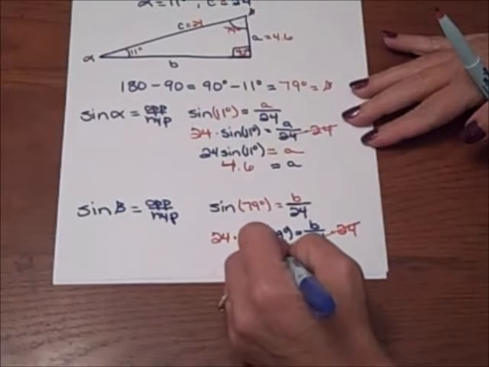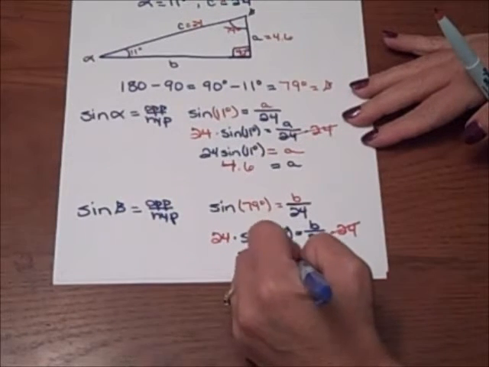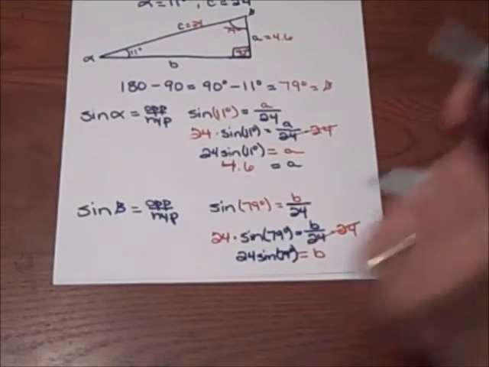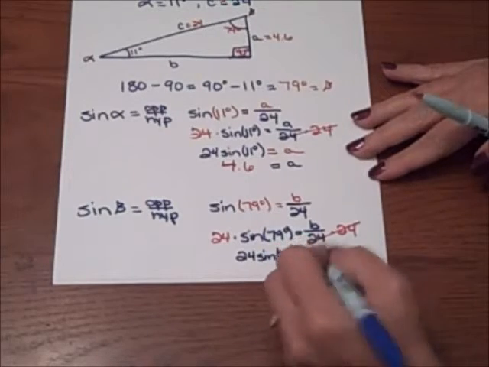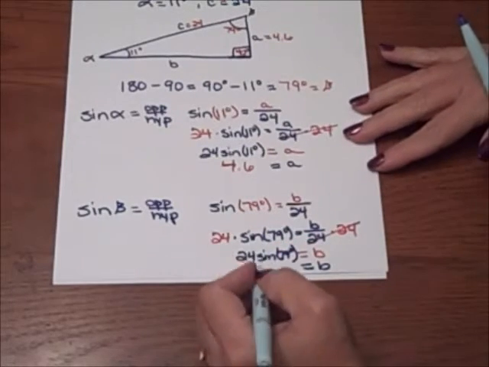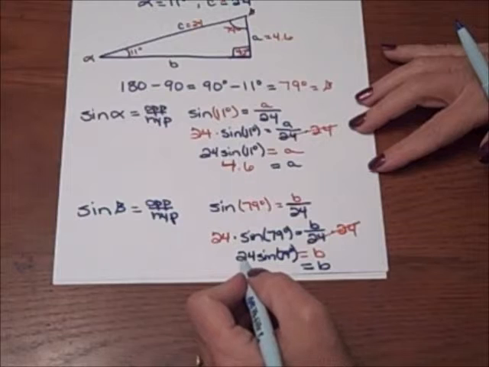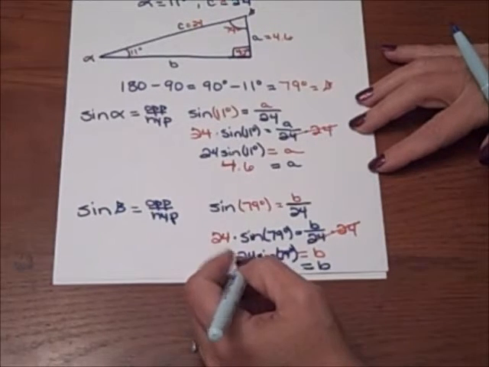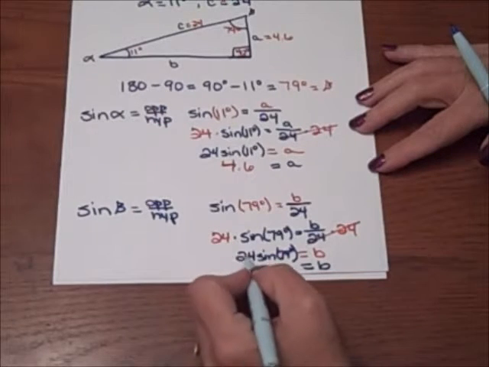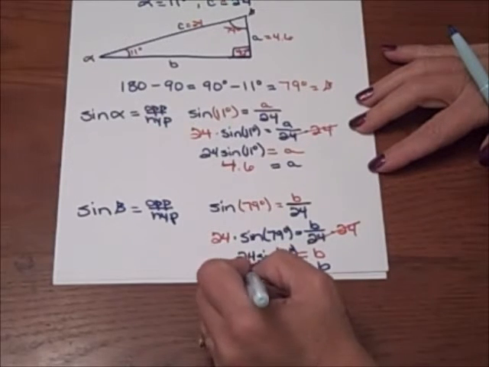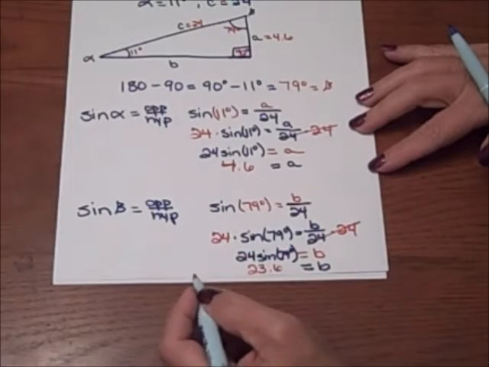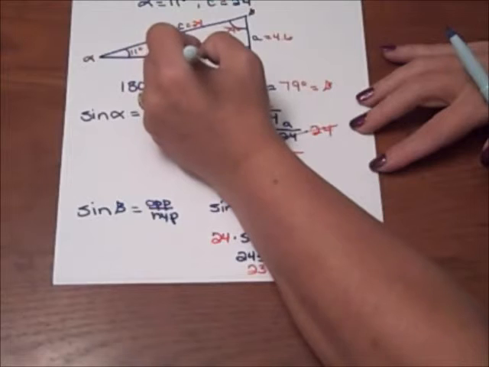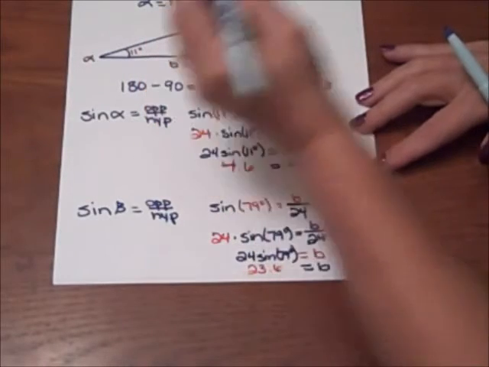24 sine 79 on the left hand side. And once again, plugging that into your calculator, after you plug all your information in and round to the nearest tenth or 1 decimal place, whichever one you want to call it, your answer is 23.6. And so now we know that B equals 23.6.